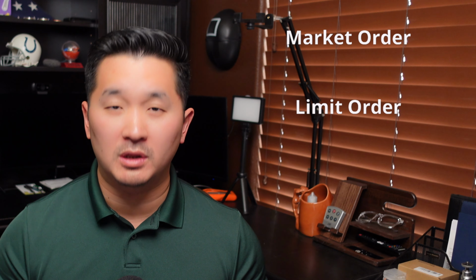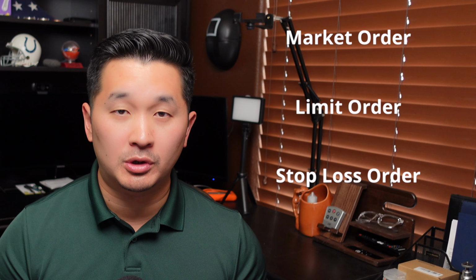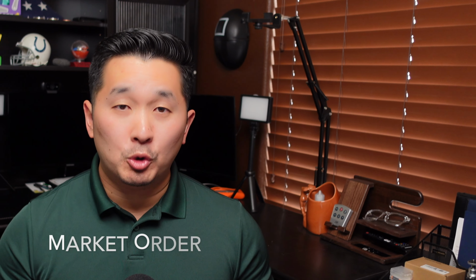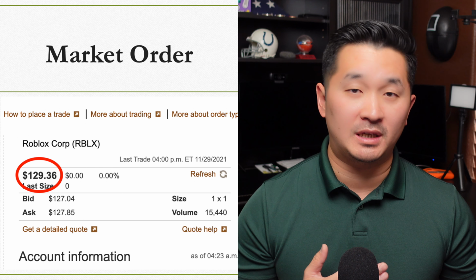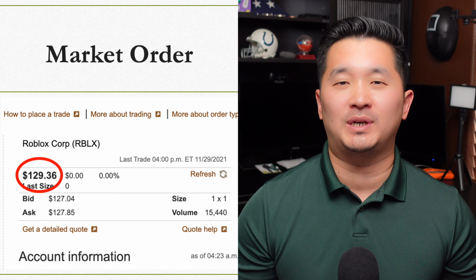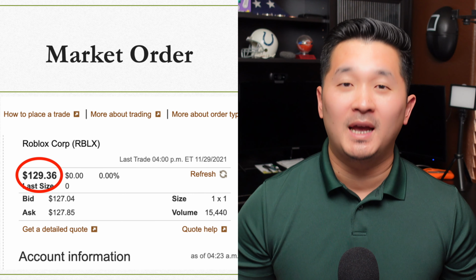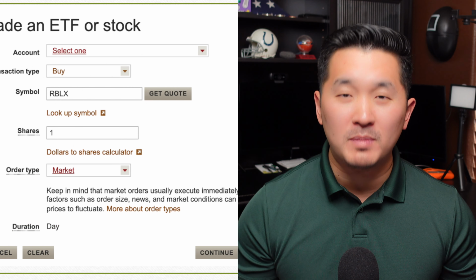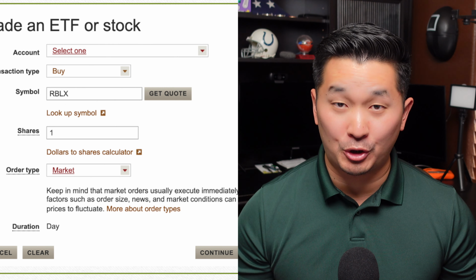When you buy or sell a security, you have 4 options. You have the market order, limit order, stop loss order, and stop limit order. A market order is when you execute a trade order at the current market price. So let's say you want to buy a share of the Roblox stock and it's currently trading at $120 a share, and that's the price you pay for immediately as soon as you click on the execute button.